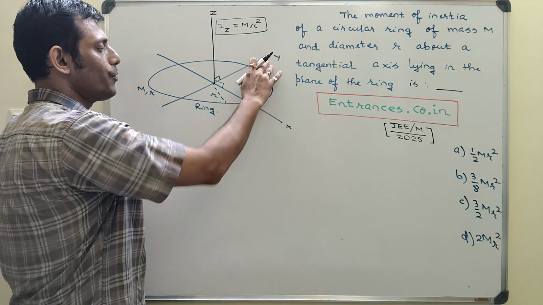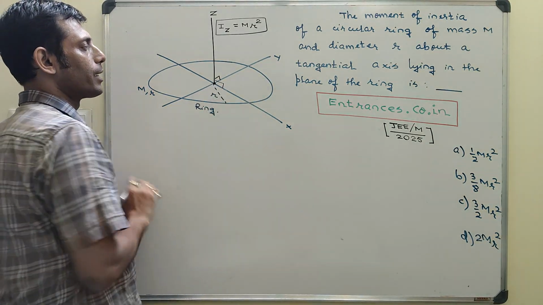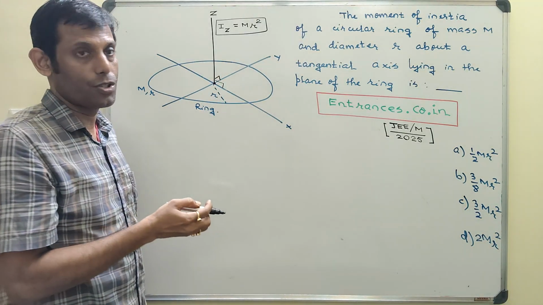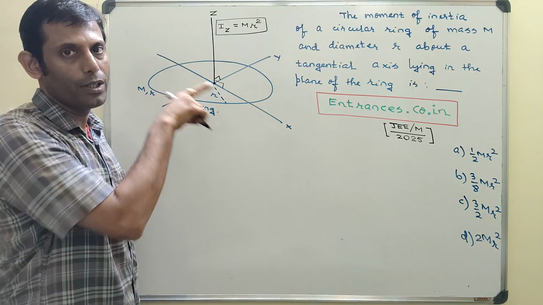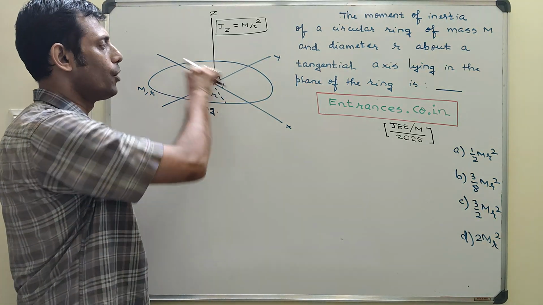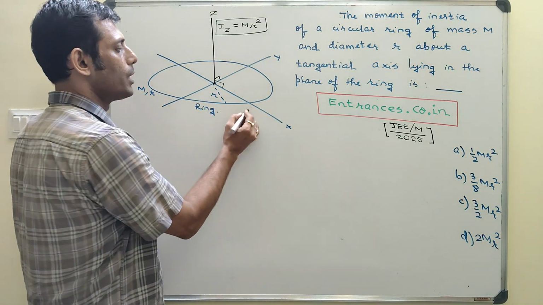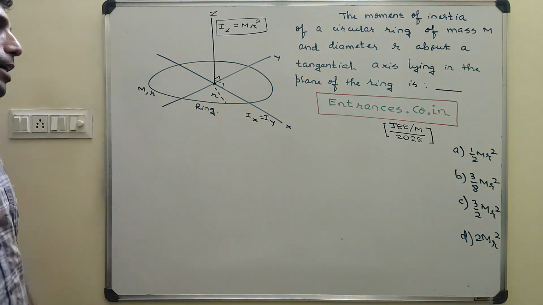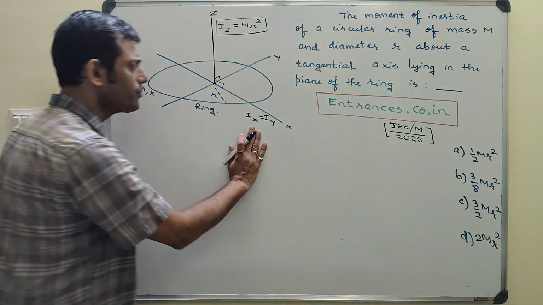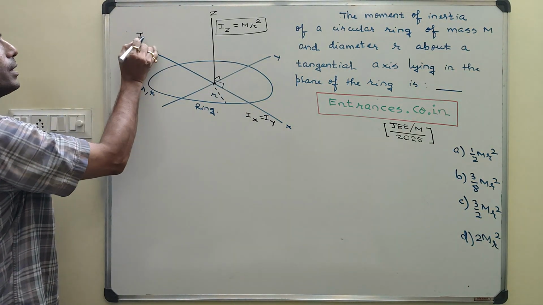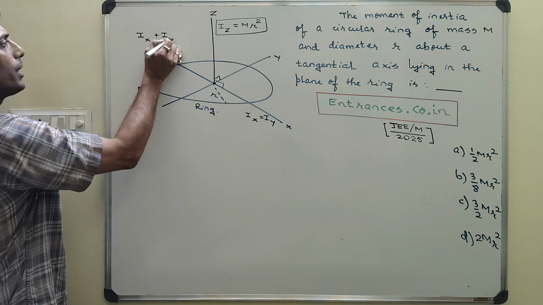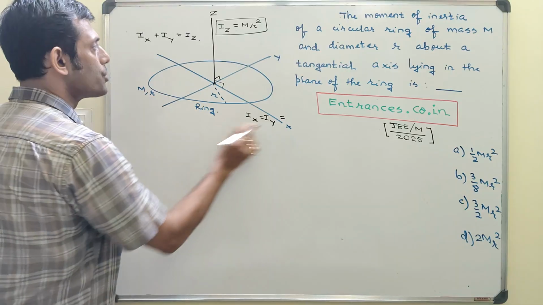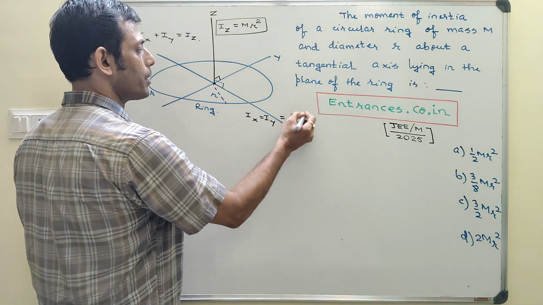For us, this x and y both are diametric lines and therefore are axes of equal status for the moment of inertia of this ring about each of these axes. Hence, Ix would be equal to Iy. Moment of inertia about the x-axis and about the y-axis would be equal. But by the perpendicular axis theorem, Ix plus Iy is equal to Iz. That means each of these is equal to mr square by 2.